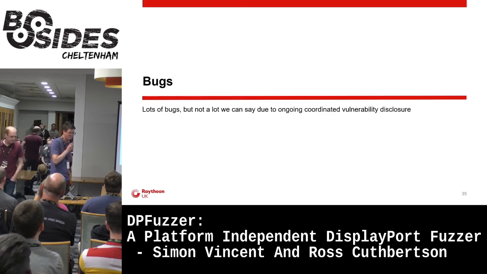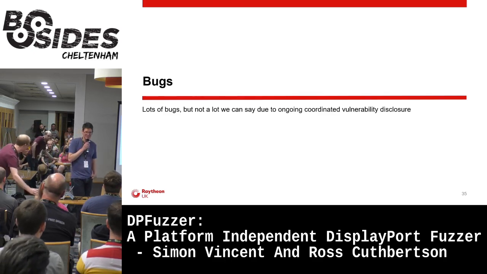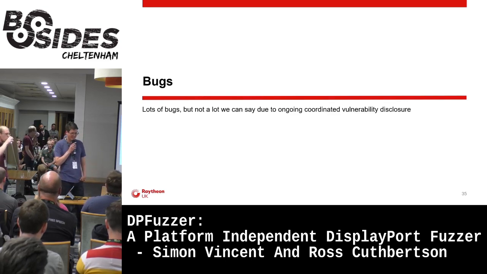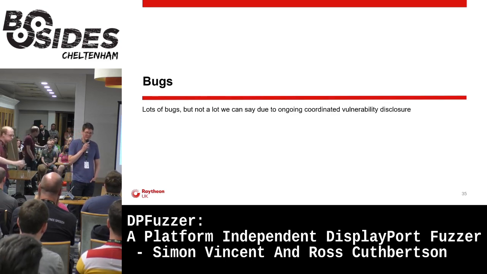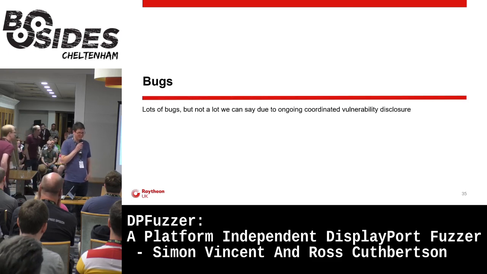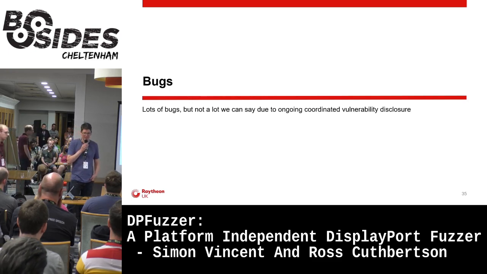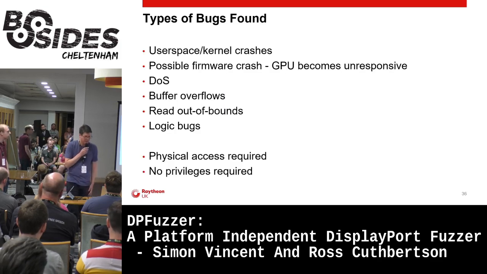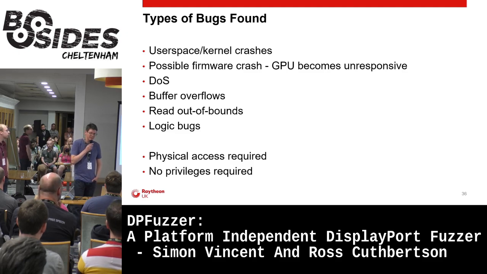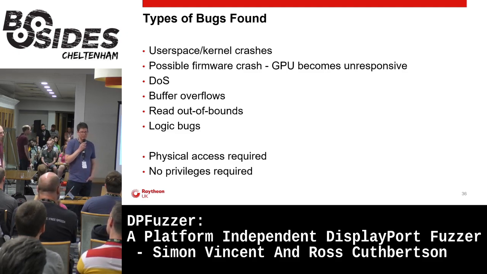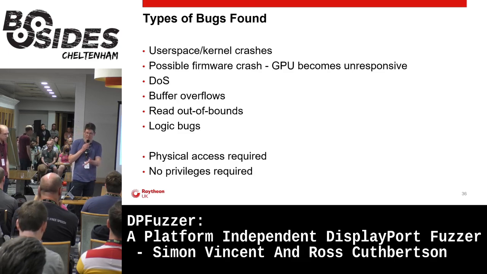Yeah, so the fuzzer is a success. Through a lot of hard work, we've got some bugs. I guess more importantly, the vendors are releasing some driver updates. But unfortunately, we can't go into any details as we're still going through coordinated vulnerability disclosure. But we can talk about the types of bugs that we found. It's worth noting that no privileges are required for this type of attack. As you've seen, the demo PC screen was locked.